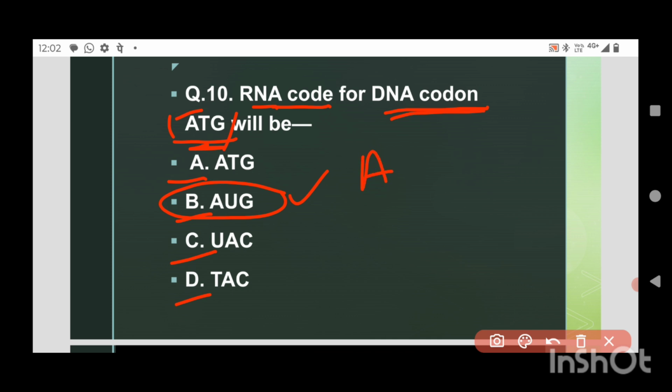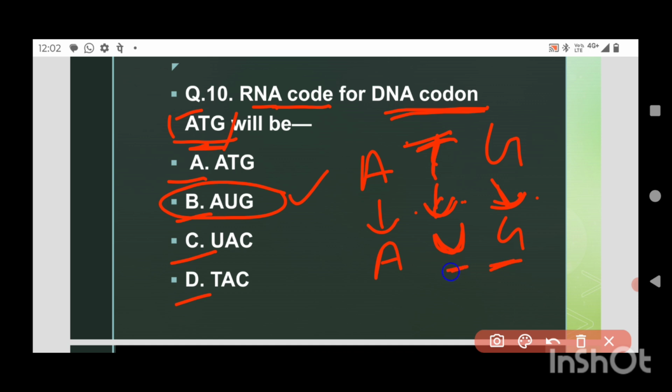As for A in RNA, it will also remain as A. But as for T, as no thymine base is present in RNA, it will be represented as U, uracil, and G is represented as G also, because guanine is also present in RNA. So AUG will be the correct codon for RNA, for DNA codon ATG.